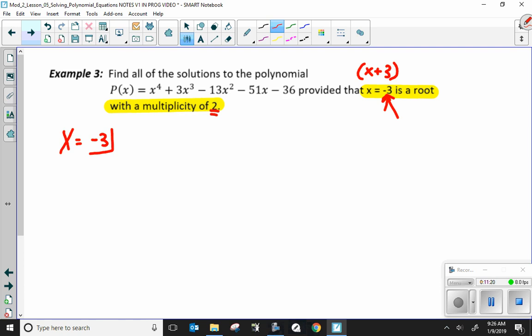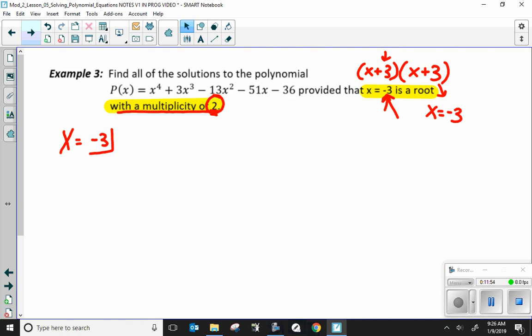You need the solution or the root, which is negative 3. But this happens twice. So not only do I have one x plus 3 when I factor it, I should have a second x plus 3 because it happens twice. So after I divide by my first negative 3, when I solve that, I should have a second negative 3. I am going to divide twice by negative 3. Why? Because there is a multiplicity of 2 for that particular answer, negative 3.